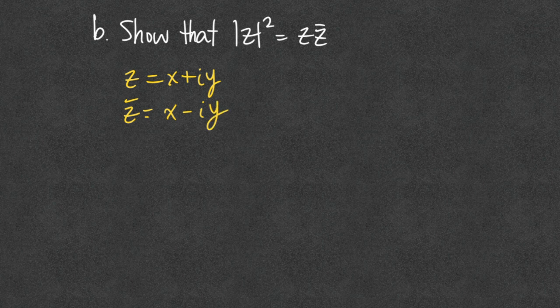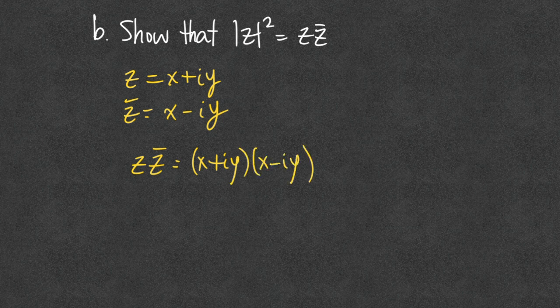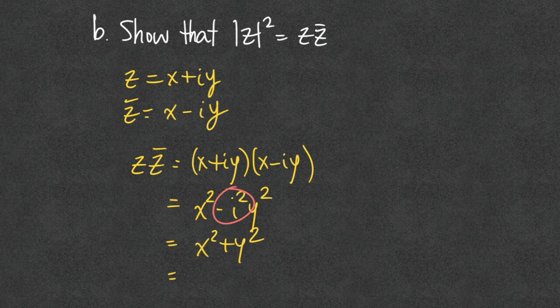So if we multiply those together, we get z times z bar is equal to x plus iy times x minus iy. And then we essentially get what we can think of as a difference of squares. So we have x squared minus i squared y squared, but remember that i squared is -1, so minus i squared is really just going to be a +1. So this is going to be x squared plus y squared, which is the modulus of z squared.